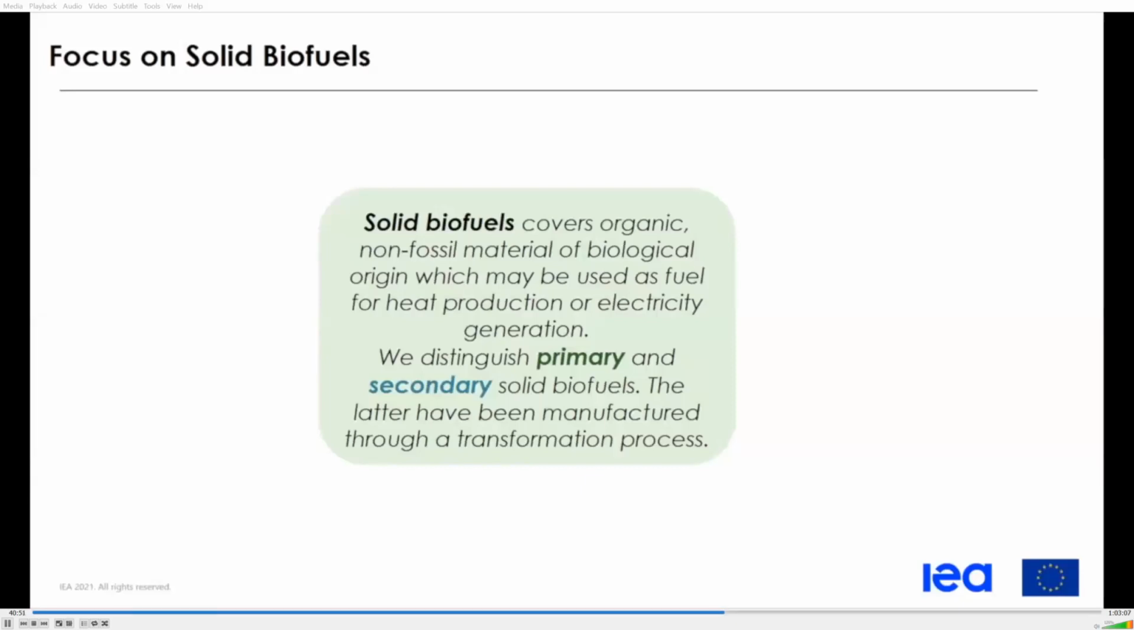The secondary production is the manufacture of energy products through the process of transformation of other fuel or energy, whether primary or secondary. So now that this distinction is made, let's see examples of solid biofuels that we can encounter.